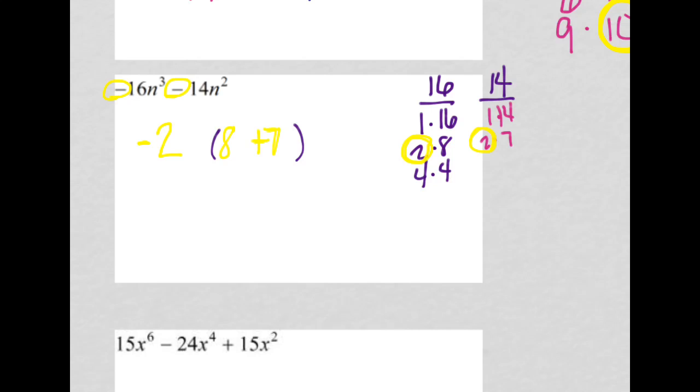Then I'm going to look to my letters. I have n squared and n to the third. So what is the smallest one? They each have 2 n's in common, so I can take out 2 n's. If I take 2 n's out of n to the third, I'm left with 1 n. If I take 2 n's out of n squared, I'm left with none. And so my answer looks like this.